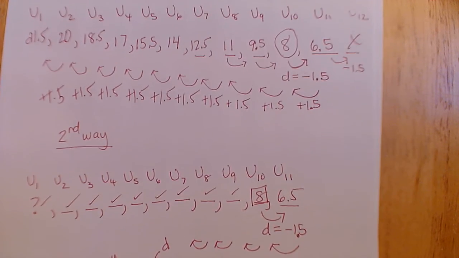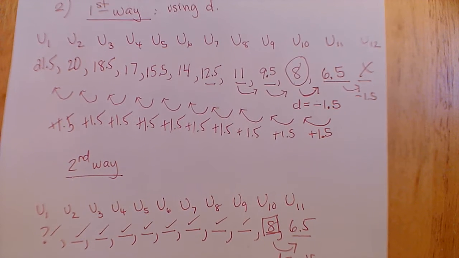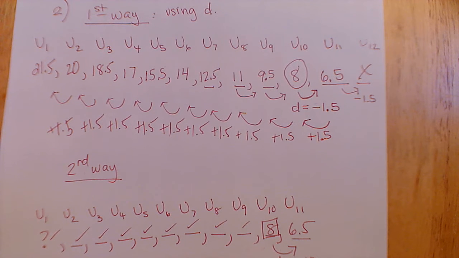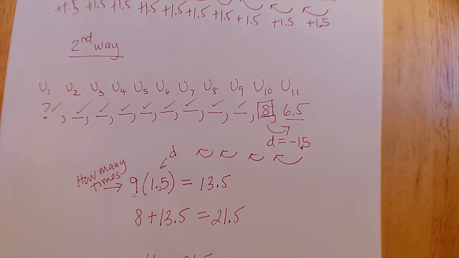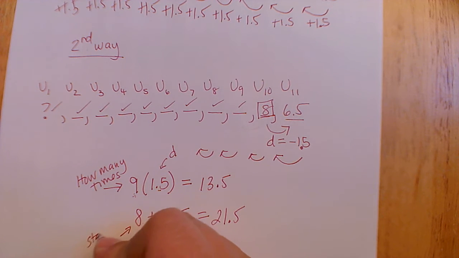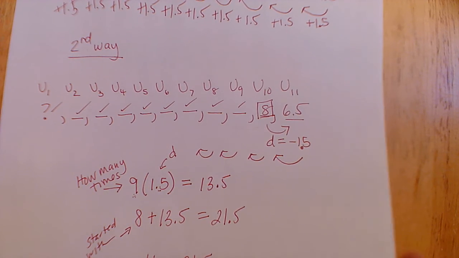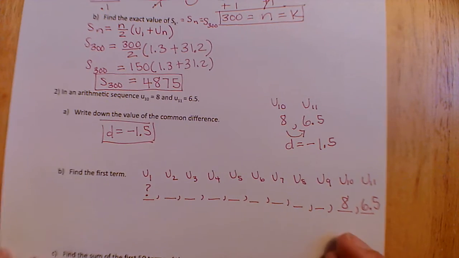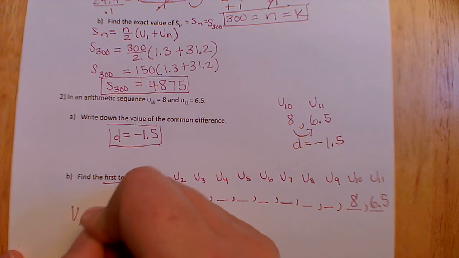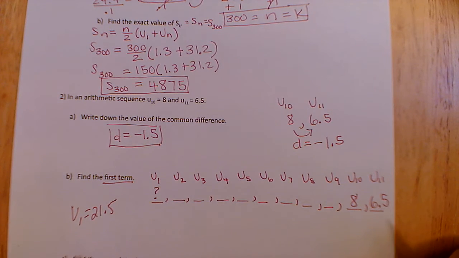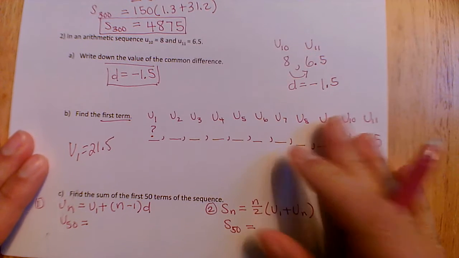If you would like to take this down, here is the first way, using our common difference. That's a little bit longer. You can pause it. Here is our second way, in which we did use the common difference, but we just multiplied it by how many times we'd have to do it, and then added it to the number that we started with. There you go. Okay. So going back here, first term, U sub 1 equals 21.5. I'm sure we're going to need this. So let's see what we have to do next.